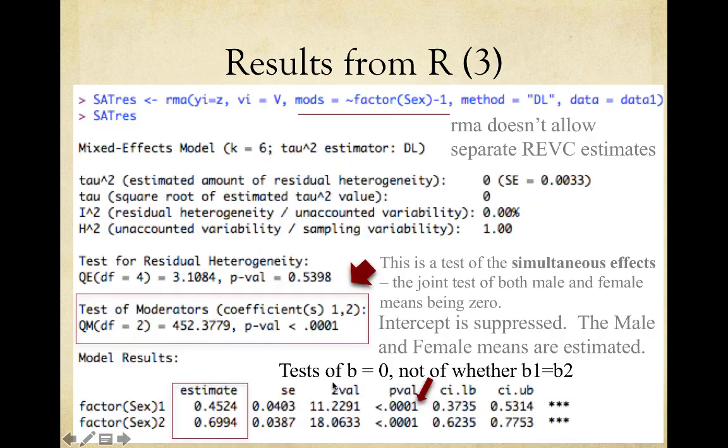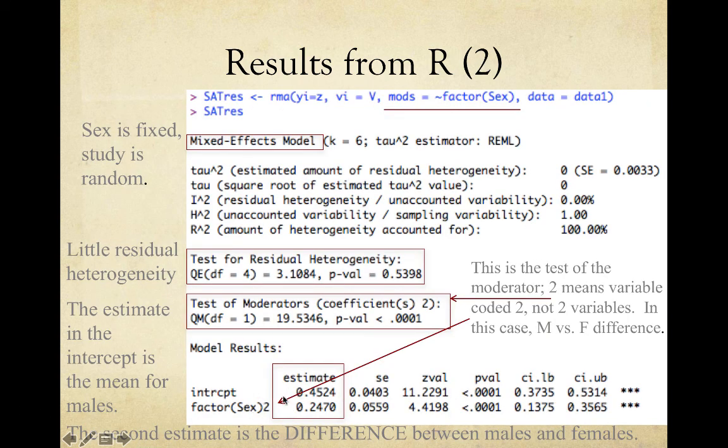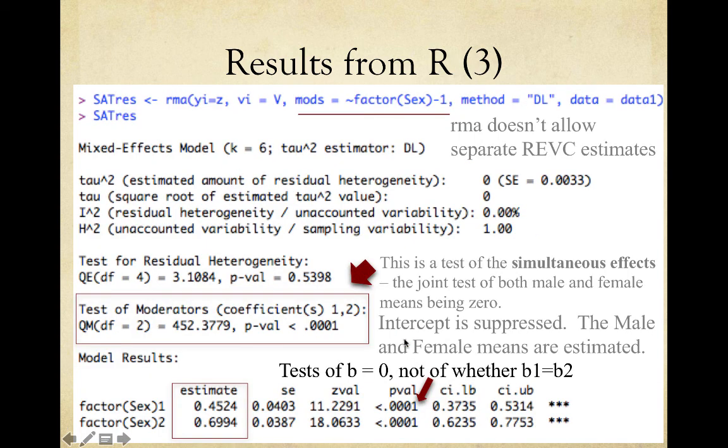So if you want to see what the actual estimates are, then you need this. If you want to see whether they're significantly different, then you need to do it like this. So that's an important distinction, and easy to forget. All right. So test of moderators, 1, 2, 3. This is a test of the simultaneous effects, a joint test of whether both of these are 0. You can have some of these be 0 and some not, and this may or may not be significant. In this case, they're both significant.